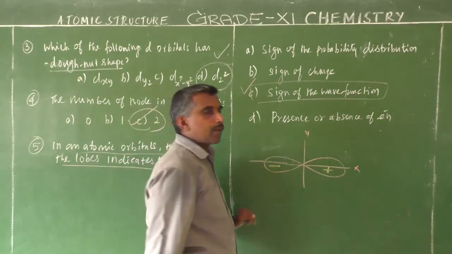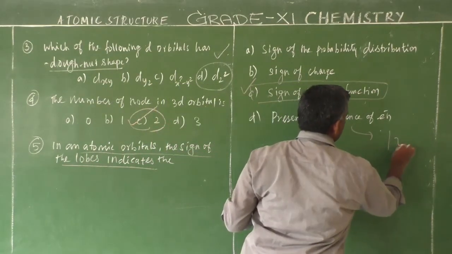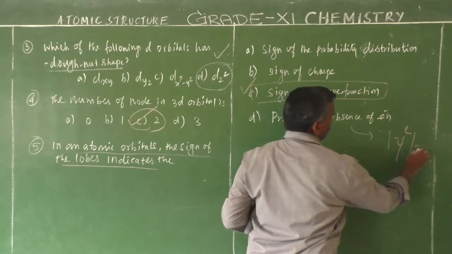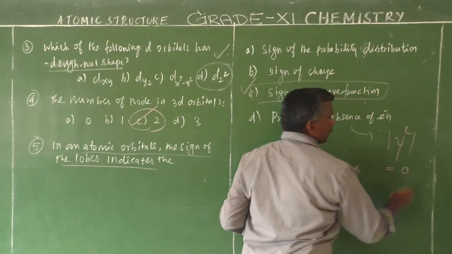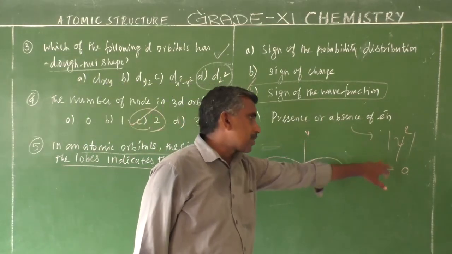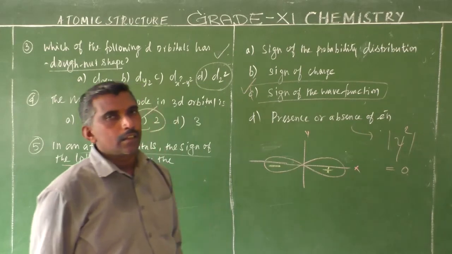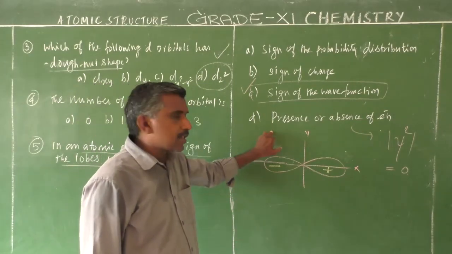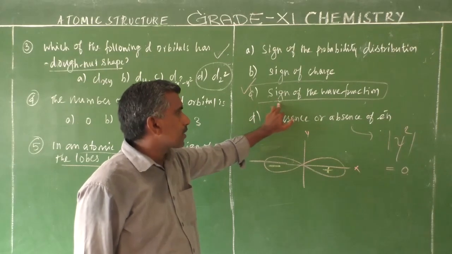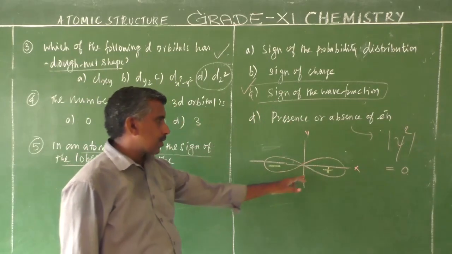Presence or absence of electron is indicated by psi square. If psi square has a value, the electron is present. If psi square is 0, the electron is absent. So the answer is the sign of the wave function, positive sign and negative sign.